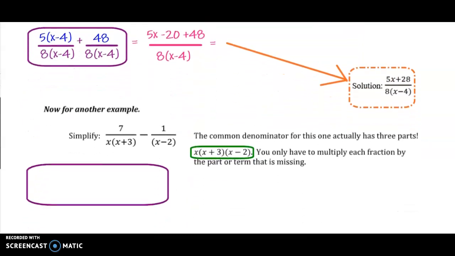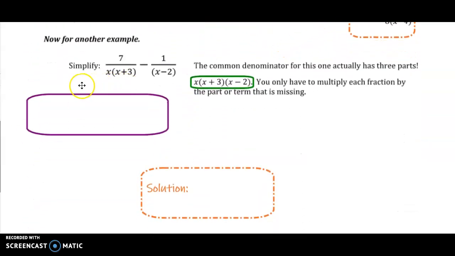Okay, now looking at another example. For this one, the common denominator actually has 3 parts. We have an x plus 3, but we also have an x minus 2. I need all 3 of those factors as my common denominator. So anything in either denominator has to be included in your final common denominator. So I have my x plus 3 times x minus 2 as my common denominator.